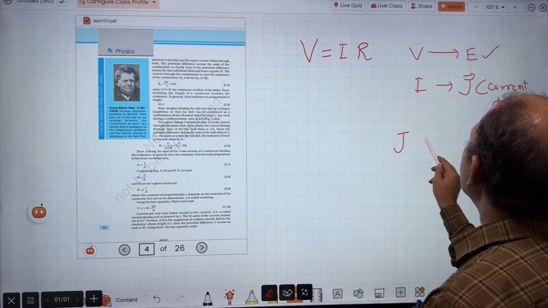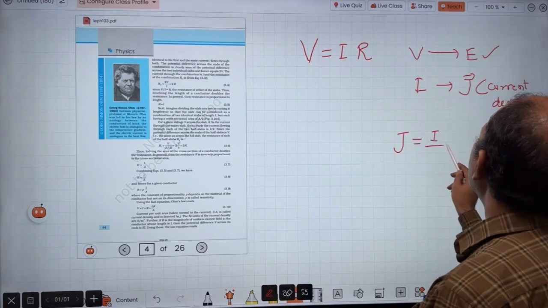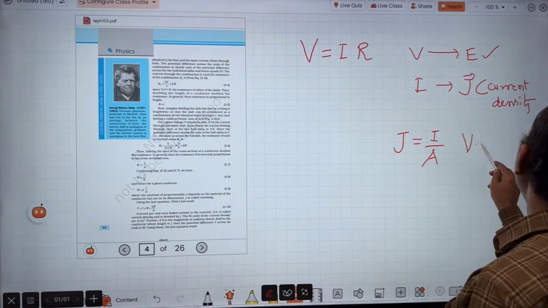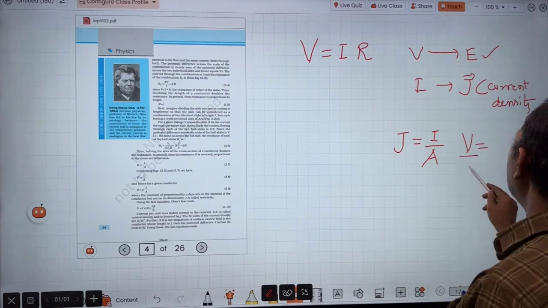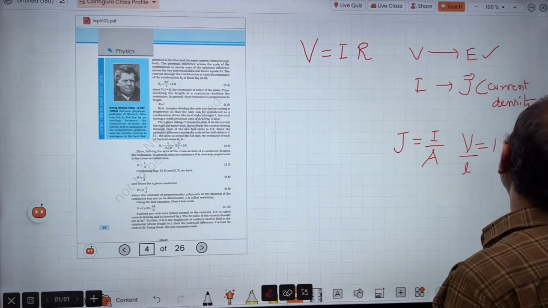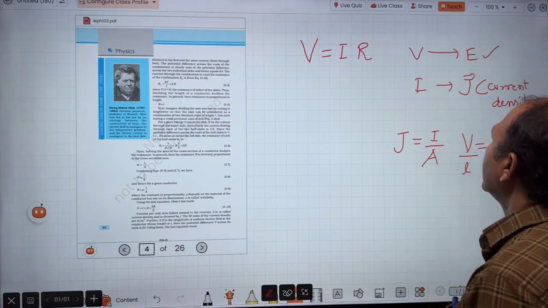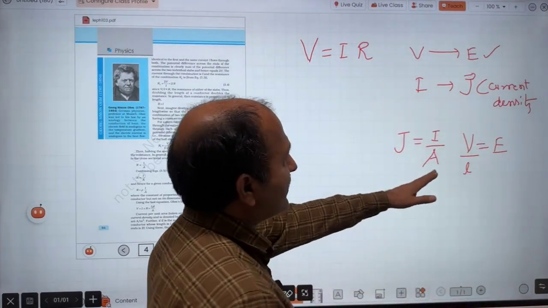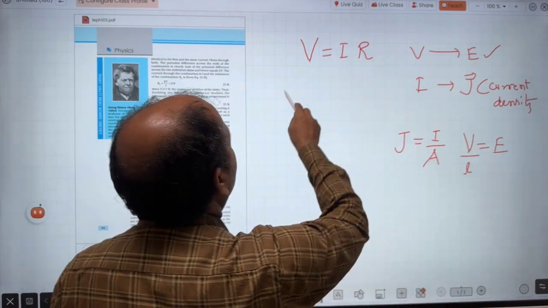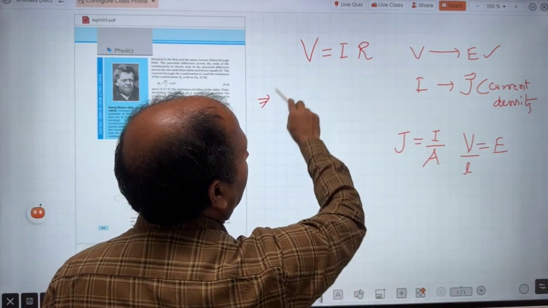So J, current density, is defined by I upon area, and potential difference divided by length of conductor, here we will take, will be E, right? So we can replace in terms of vector if we want to write. So here we will write it as vector.